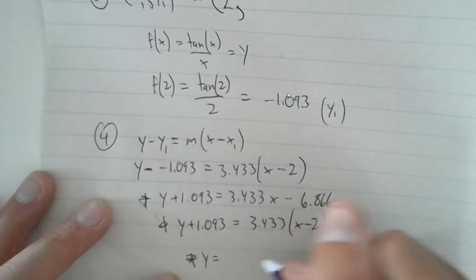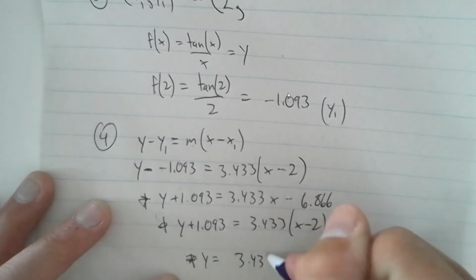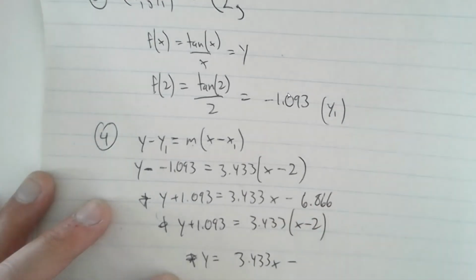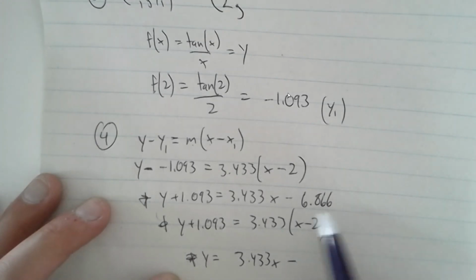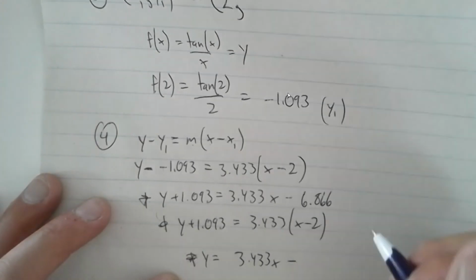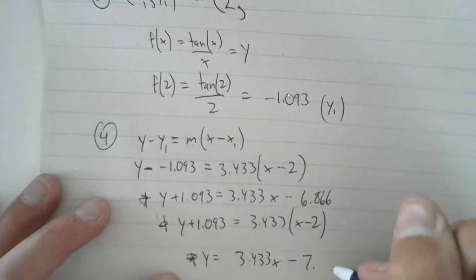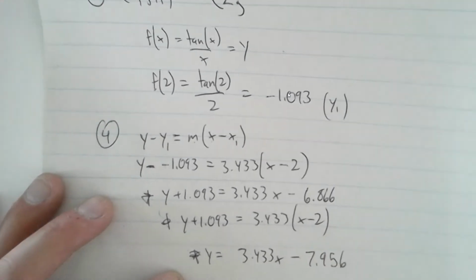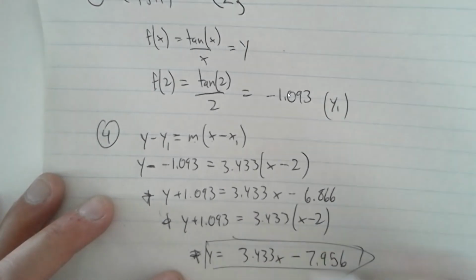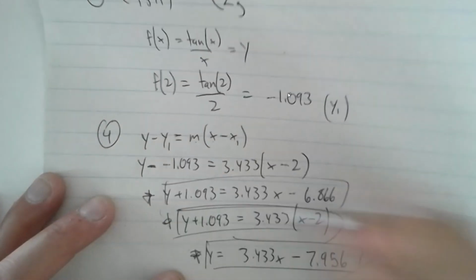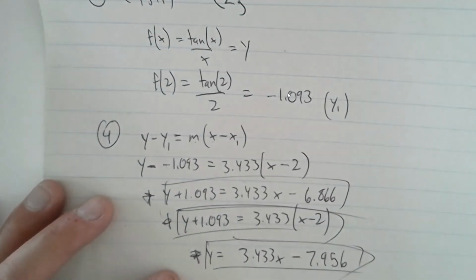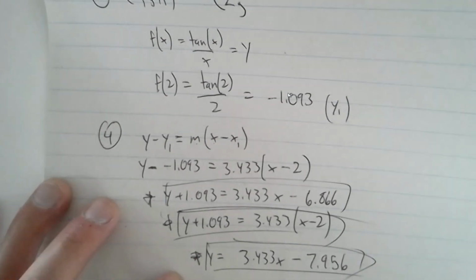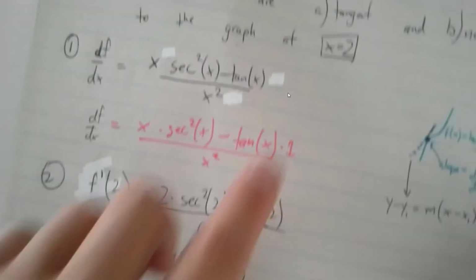y is equal to 3.433x, I actually don't know what that is, 6.866 minus 7.956. Thank you. Yep, that would be another answer as well. This, or this, or this are all acceptable answers. So that is only for part A, that is just the line that's tangent.